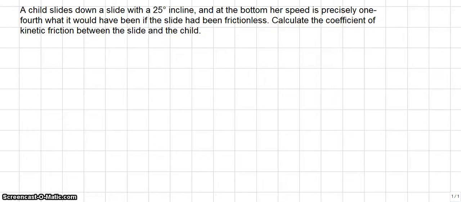This video is about solving a particular homework problem from WebAssign, and here it is. The child slides down a slide with a 25-degree incline, and at the bottom her speed is precisely 1/4 what it would have been if the slide had been frictionless. Calculate the coefficient of kinetic friction, μk, between the slide and the child.